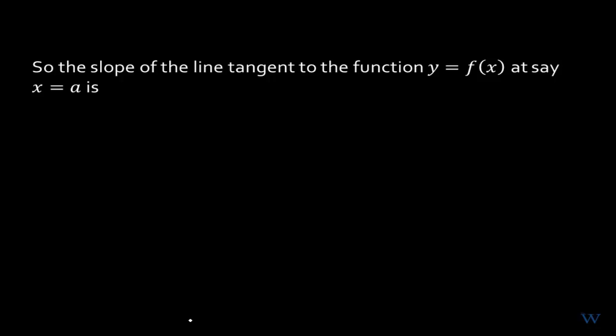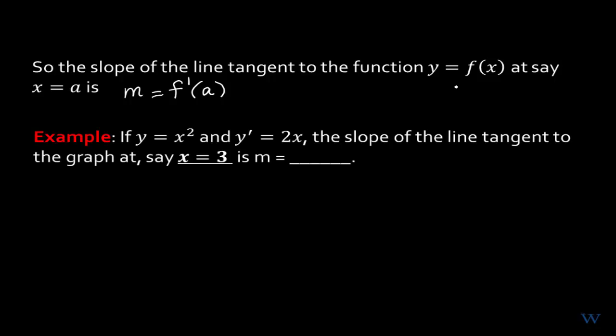So the slope of the line tangent to the function y equals f of x at, say, x equal to a is letter m, as we always use letter m. So it's now equal to what? It's f prime, and instead of plugging an x there, we substitute the value of x equal to a into the derivative function. So it becomes f prime of a. And what is f prime of a? That is the slope of the line tangent to the curve y equals f of x at the particular point when x is equal to a.